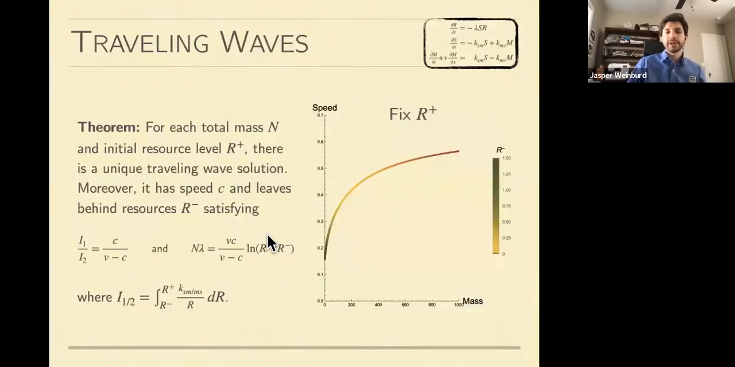So this theorem, stated more carefully, corresponds to an existence and uniqueness proof for a traveling wave solution to our PDE. And in fact, there are these explicit integral formulas that tell us what the observable outputs will be based on some given set of parameters, including total mass and initial resources. So we end up with this kind of existence curve, which tells us each point on this existence curve, there's a unique traveling wave, which corresponds to that set of parameters.